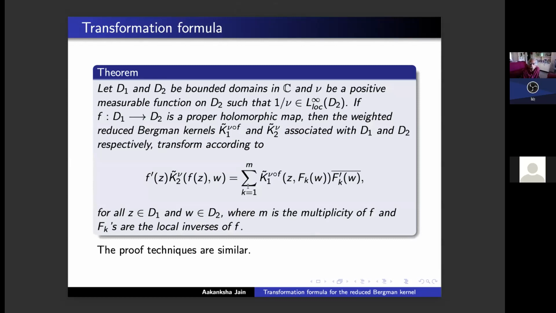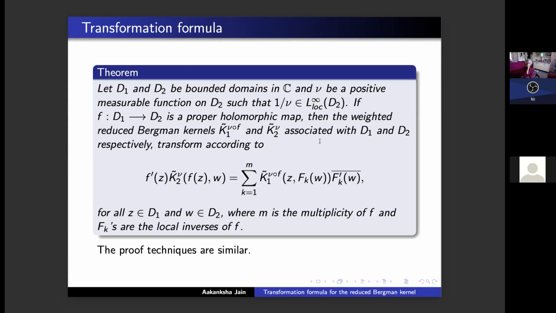Now, if we restrict ourselves to proper holomorphic maps, more is true, that is, we have a transformation formula for the weighted reduced Bergman kernel. I'll mention it now. So we have D1, D2 bounded domains in C, and nu is a positive measurable function on D2, such that 1 by nu is in L infinity loc of D2. So if F is a proper holomorphic map from D1 to D2, then consider the weighted reduced Bergman kernels K1 tilde nu composed with F and K2 tilde nu. So the weight is also transforming according to the map.